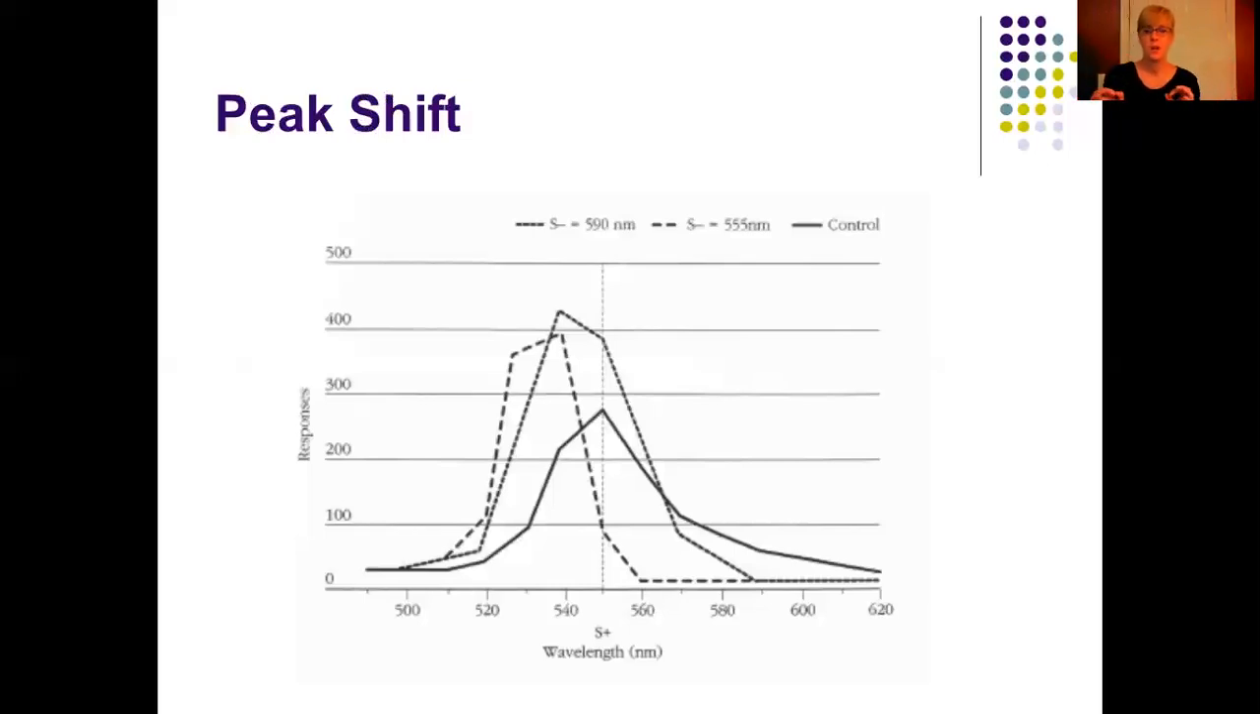The other thing you have to know is the closer the S minus is to the S plus, the more shift. So if my S minus is right here, like in here, the 550 guy, he shifts more than the guy whose S minus was way over here at 590. He shifts just a little bit.